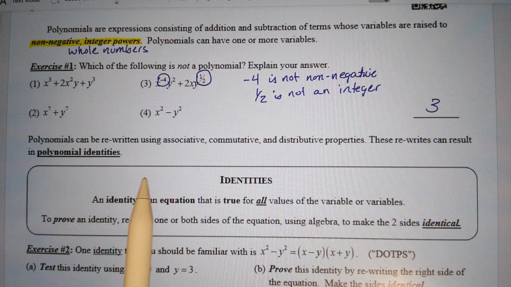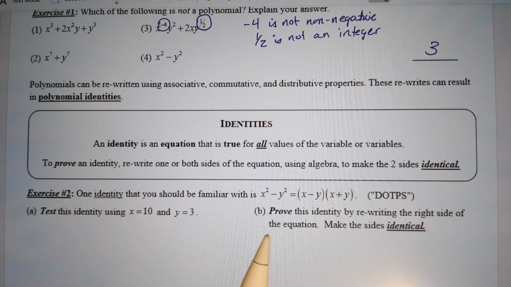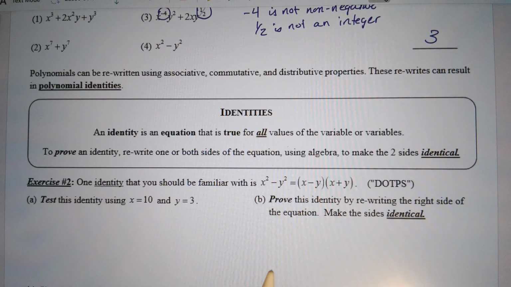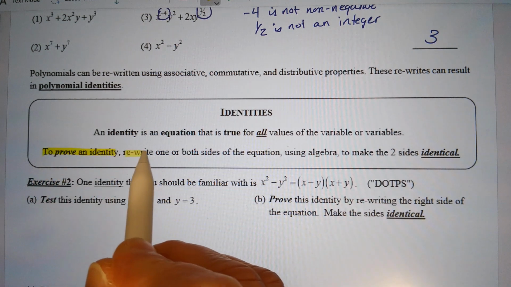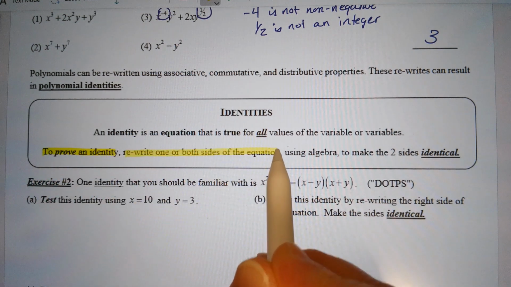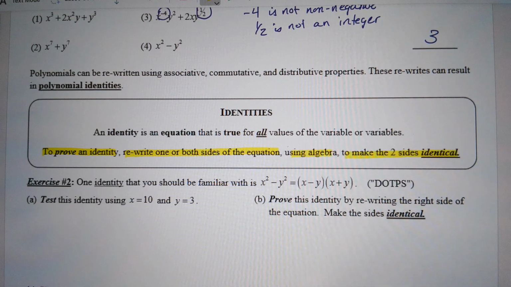Polynomials can be rewritten using associative, commutative, and distributive properties. These rewrites can result in polynomial identities. What is a polynomial identity? First, an identity is an equation that is true for all values of the variable or variables. To prove an identity, rewrite one or both sides of the equation using algebra to make the two sides identical.